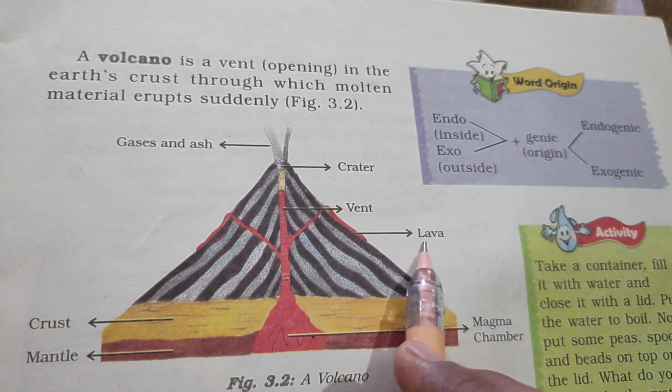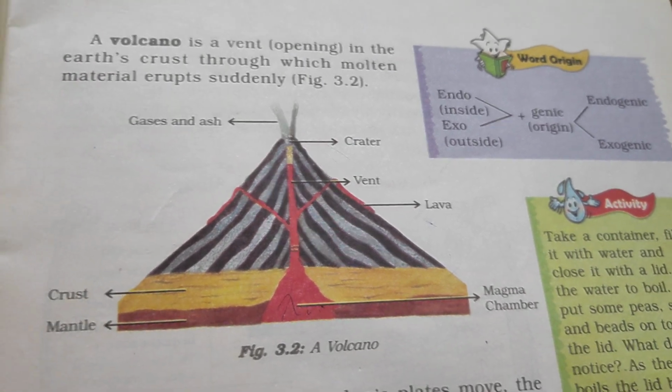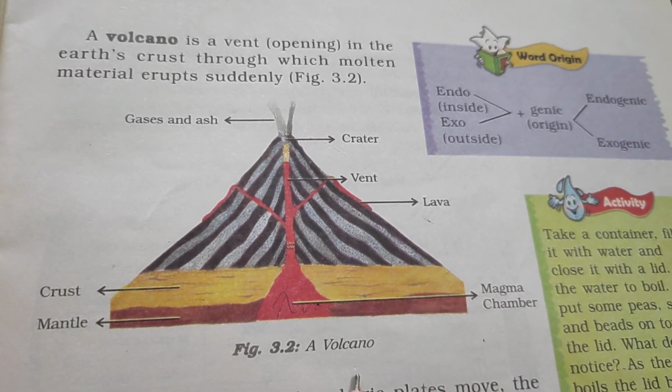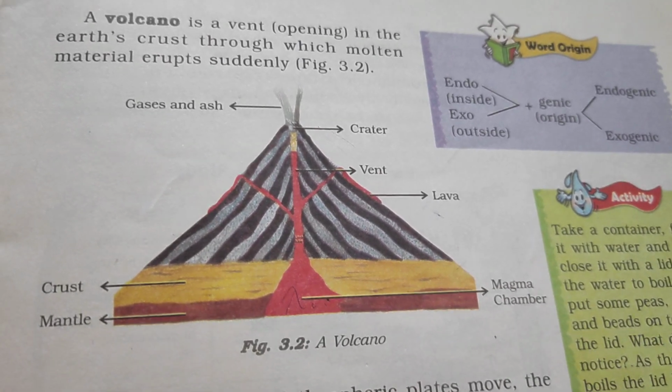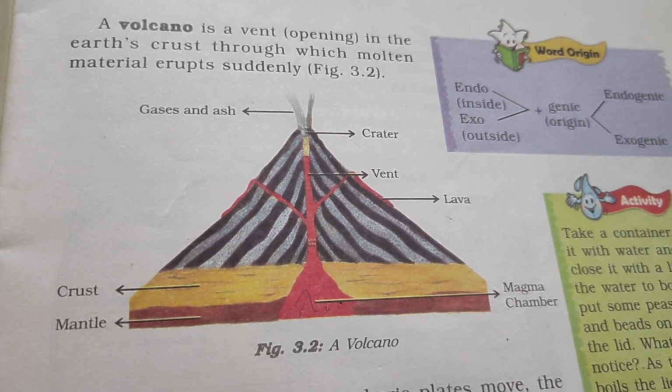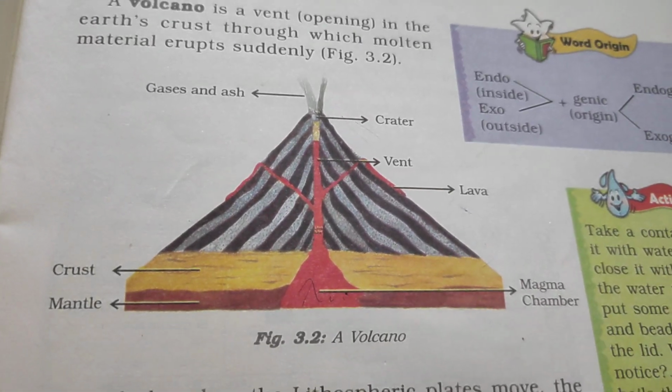See, this is the lava, it is all flowing from here. This is the crust and mantle. So a volcano is a sudden force, which takes place inside the earth, in the interior of the earth.